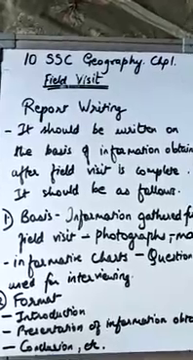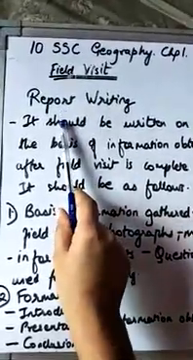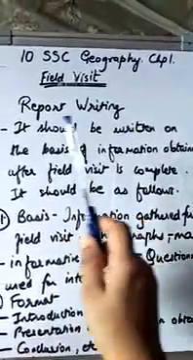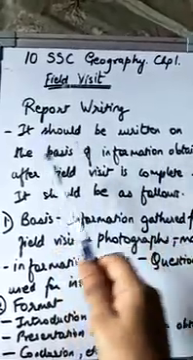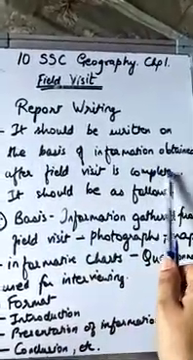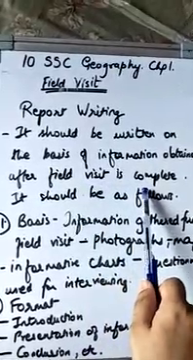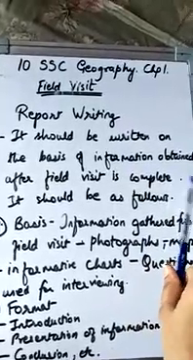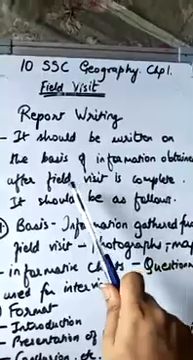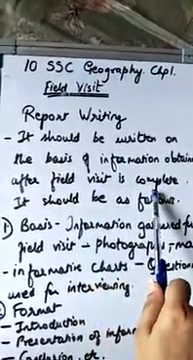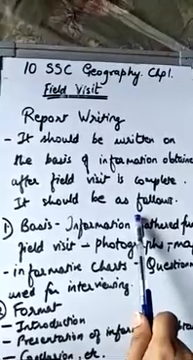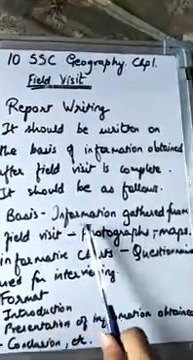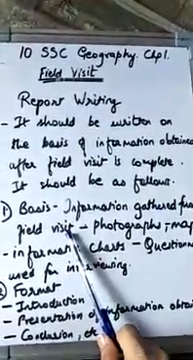Now the concluding part in a field visit is writing a report. This report is based on the trip that you have experienced. It should be written on the basis of the information obtained after the field visit is complete. Whatever report you are going to make, it should be based on the information which you have obtained by going to that particular place and after the trip is complete. It should be as follows. On what basis should this report be? It should be on the basis of information gathered from the field visit.